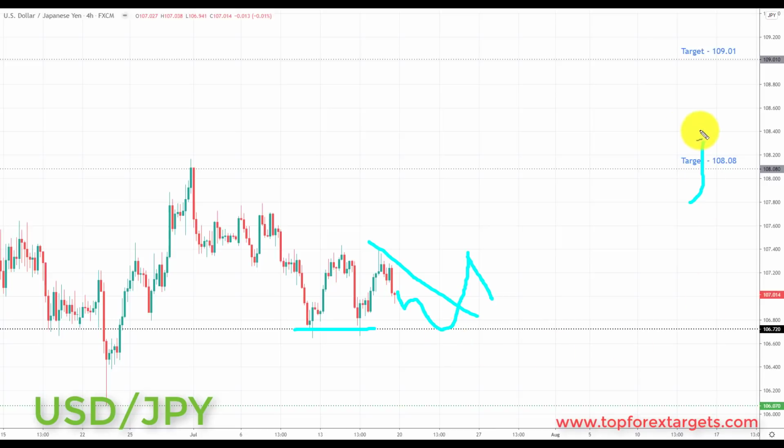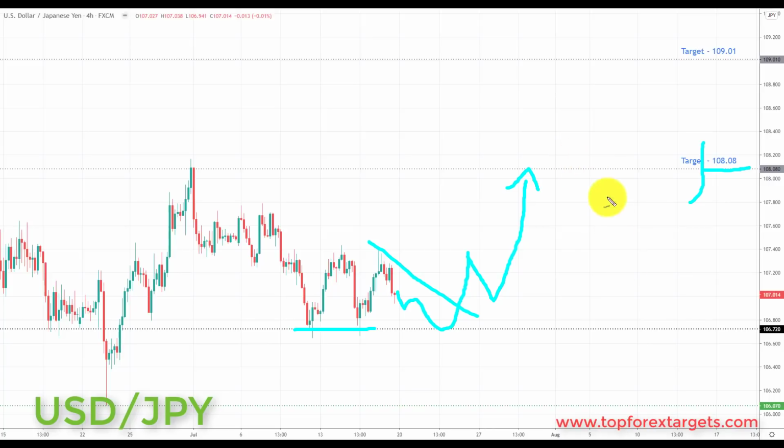So if the dollar index does reverse next week and it starts to break to the upside, we'll be looking at the US dollar Japanese yen. And once again, we will be looking for just a breakout to the upside. And any pullback in this area will be viewed as an opportunity to look for long positions. And we're going to be looking up towards the next key area of resistance to the upside and the target set at the 108.08.